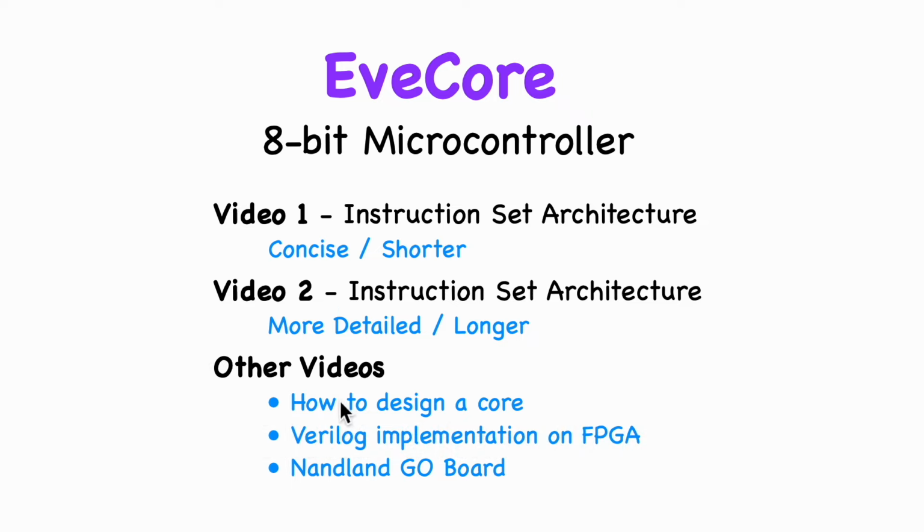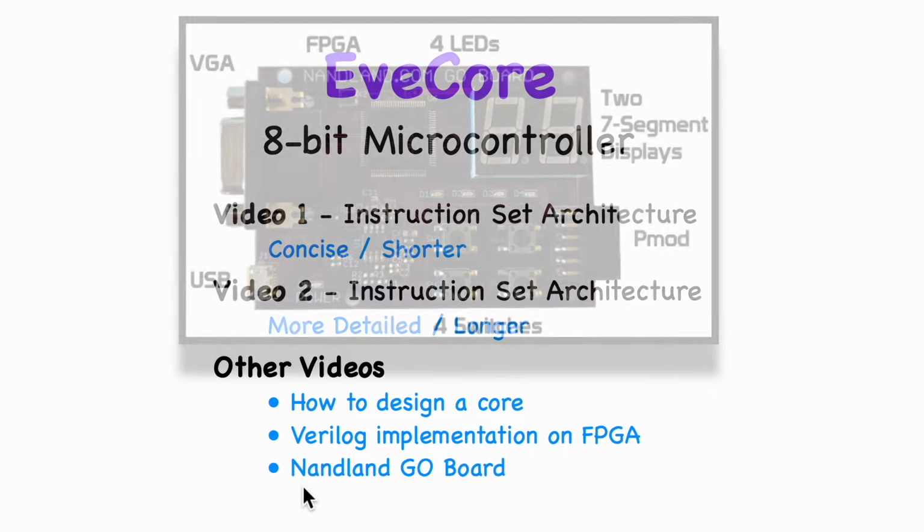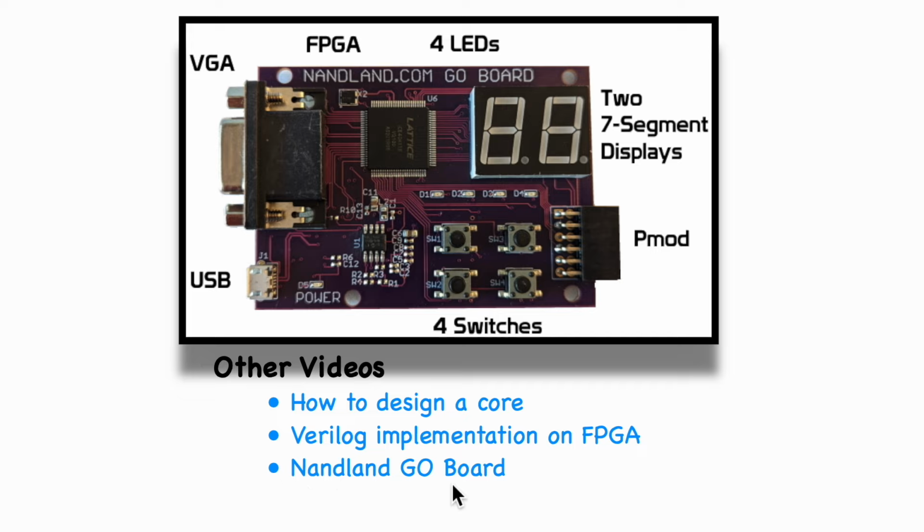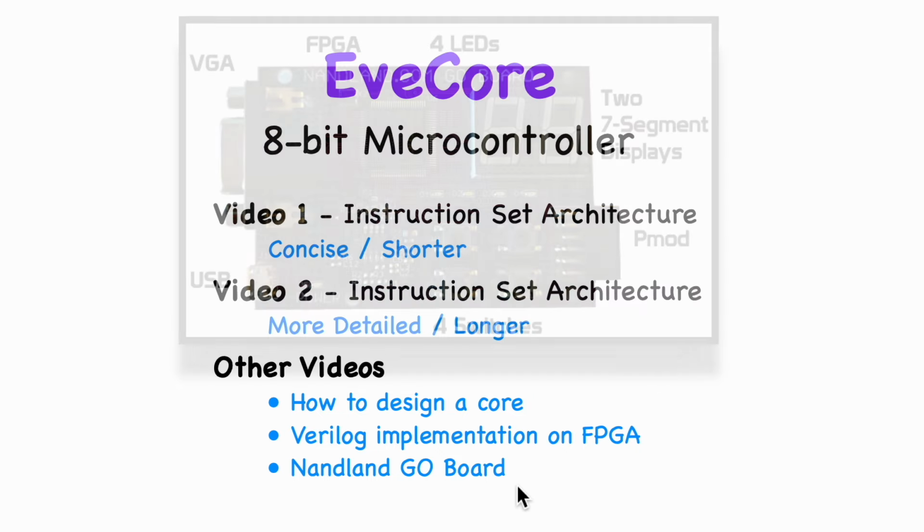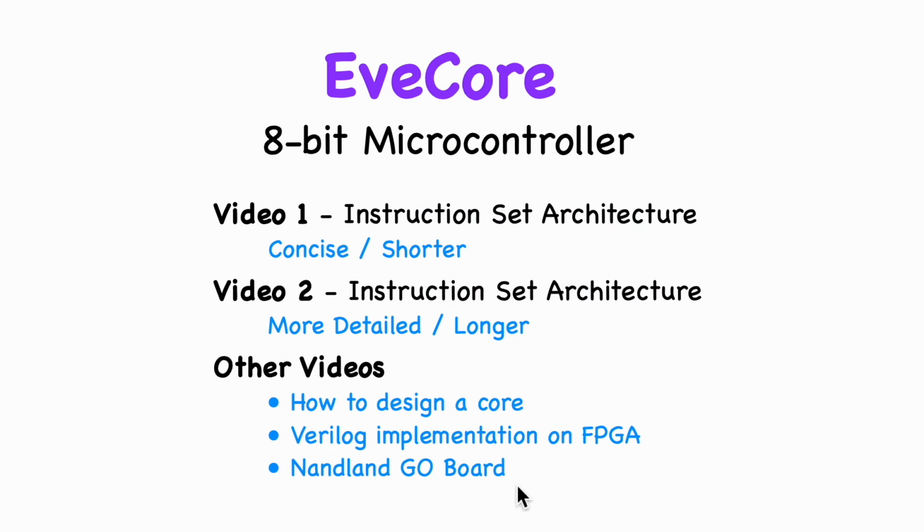This video is part of a series on how to design a core, and in other videos we walk through the Verilog implementation of a core. In particular, we'll be targeting the FPGA board that is called the NAND Go board. This has a pretty small FPGA on it, but the information that we'll go over in this series can be targeted to any FPGA. Okay, with that said, let's go ahead and get started.